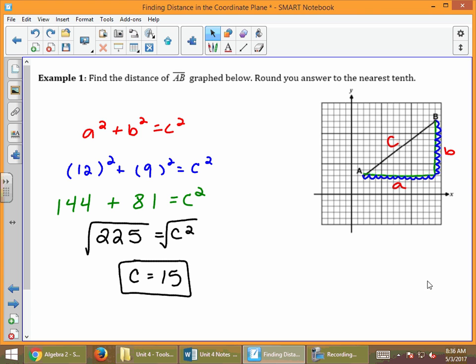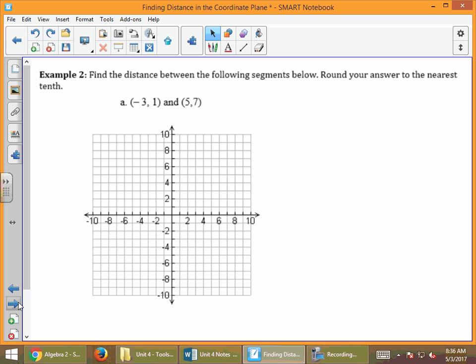Take a look at number 2. We're going to find the distance of the following segment below, and then we're going to round our answer to the nearest tenth. These look a little different because the points are not plotted for us. We have to plot them ourselves. So go ahead and plot those points. Negative 3, 1, right here, and 5, 7, right here. And connect those points. Make sure you connect them and make a nice straight line.